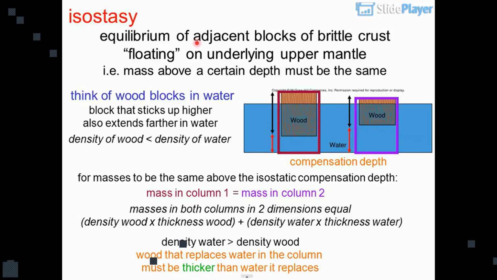Equilibrium of adjacent blocks or brittle crust floating on underlying upper mantle, mapped above a certain depth, must be the same. Think of wood or blocks in water. Blocks that stick up higher, like this one, also extend further into the water so as to achieve equilibrium. The density of the wood must be less than the density of water for the wood to float inside water.